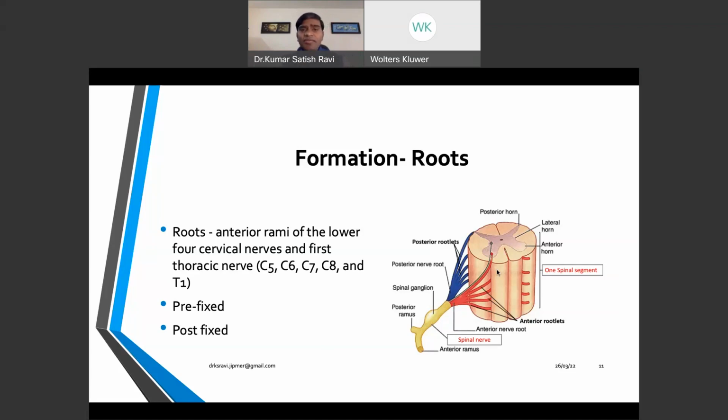Now, when we see the formation of the brachial plexus, as I said, it is formed by the different roots, the ventral rami of C5, C6, C7, C8, and T1.